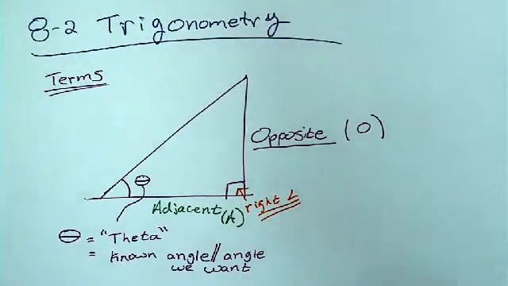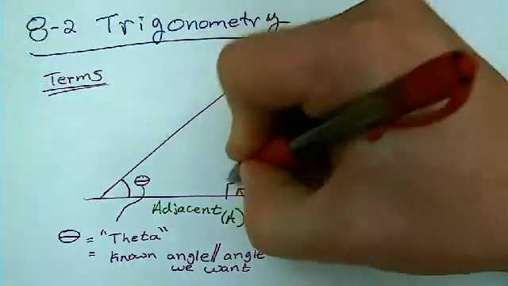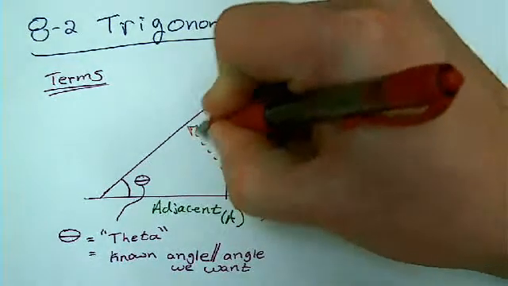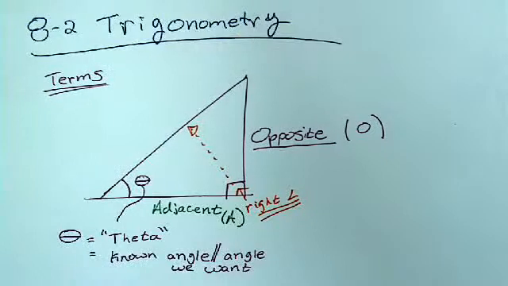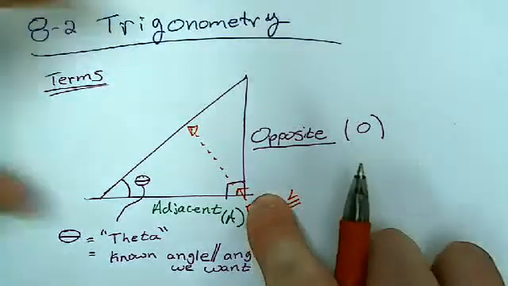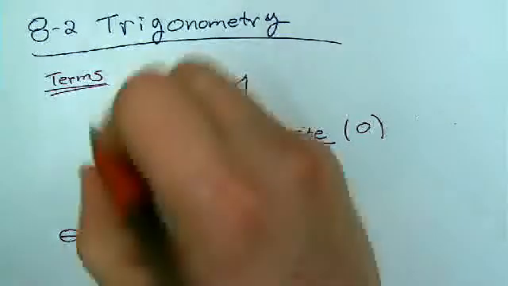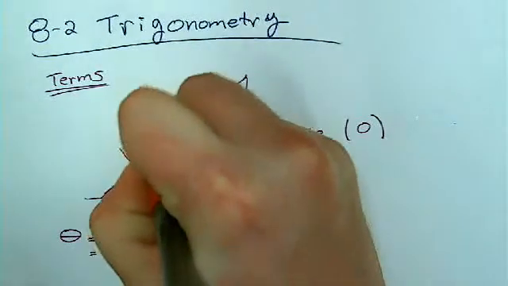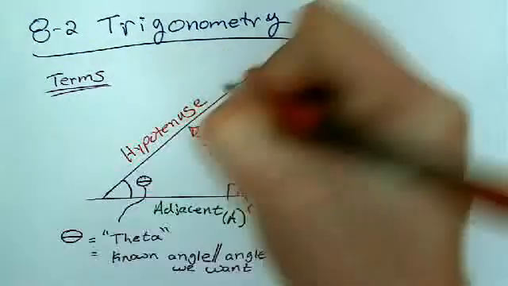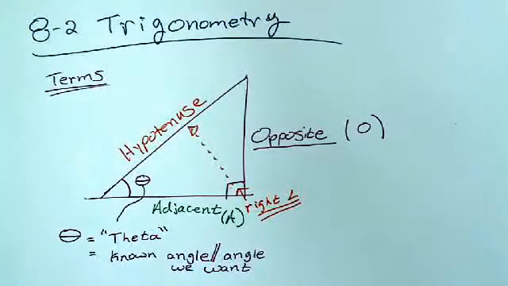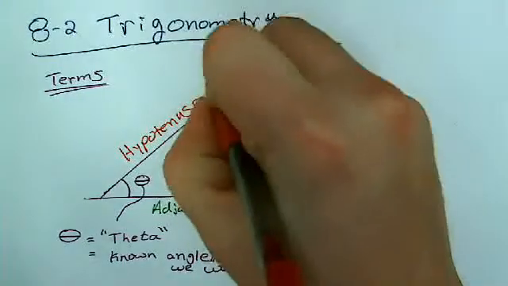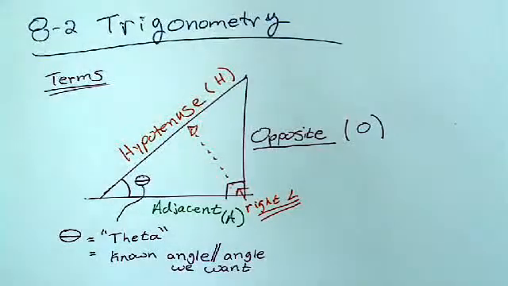And then, yeah, the hypotenuse, you guys have heard that term before. And that is always referred to as the side which is across the triangle from the right angle. So if the right angle is here, the side that's opposite it, it's also the longest of the three sides. Hypotenuse, or H. And those are your three sides.